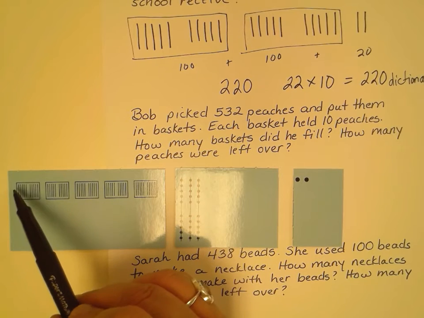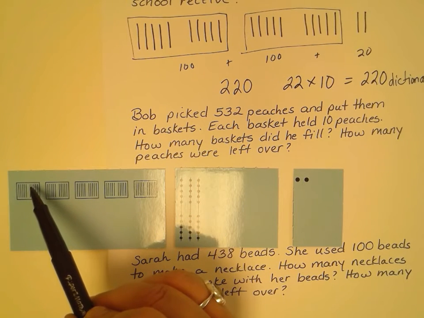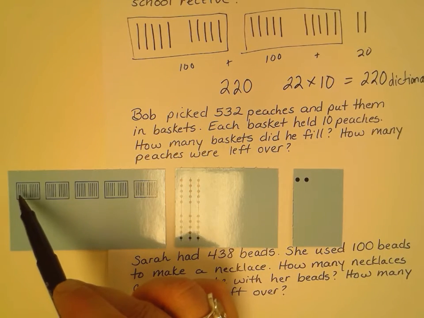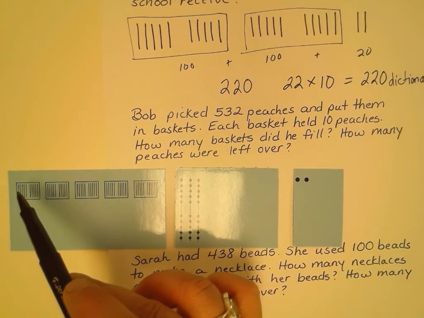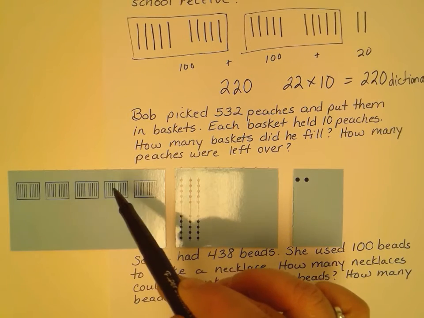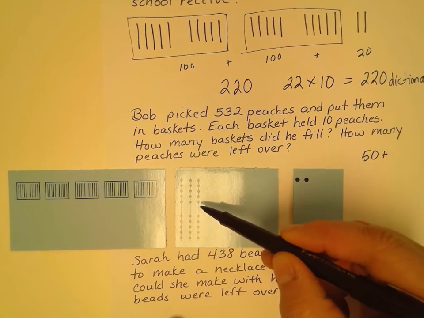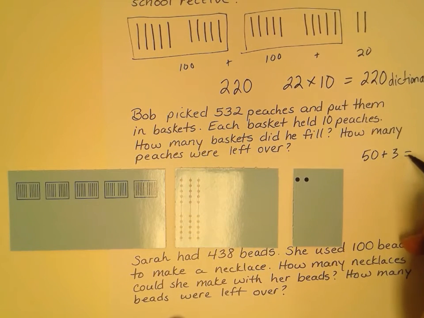So I can see that 1, 2, 3, 4, 5, 6, 7, 8, 9, 10. So each of those lines is a basket. So I'm going to count by tens. 10, 20, 30, 40, 50 baskets. Plus, I see 1, 2, 3 more baskets. So that's 53 baskets are filled.